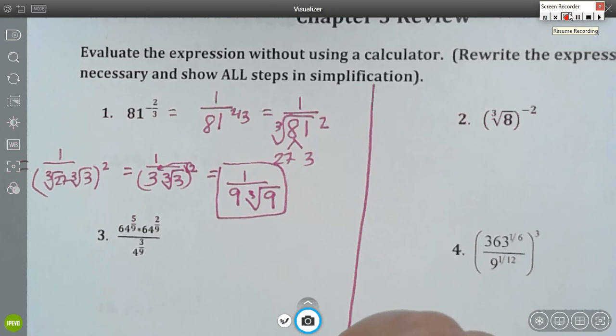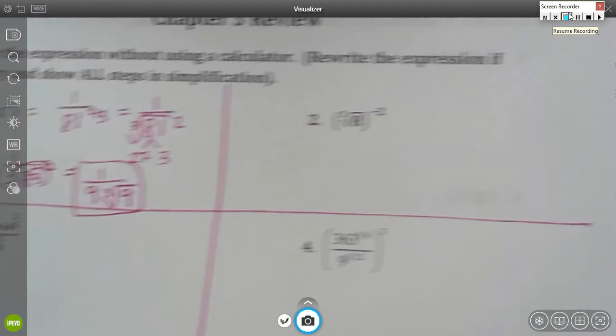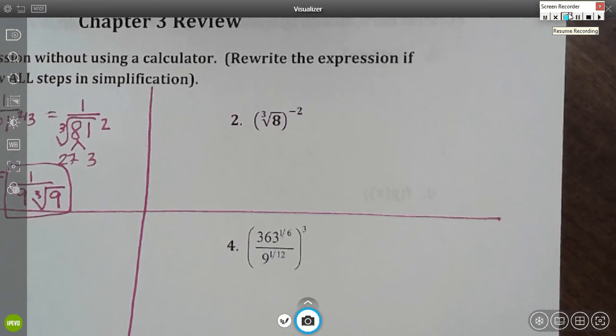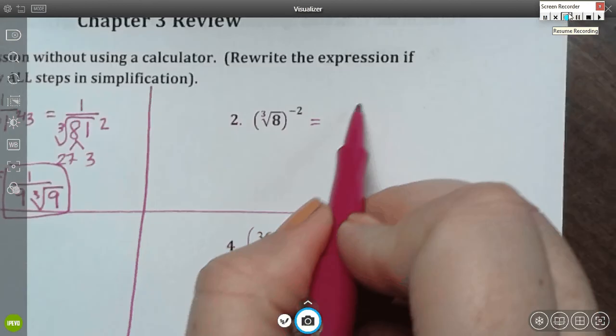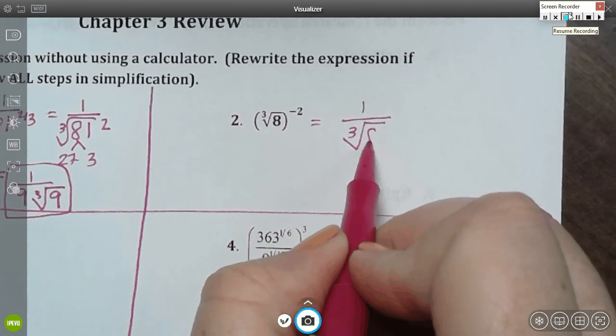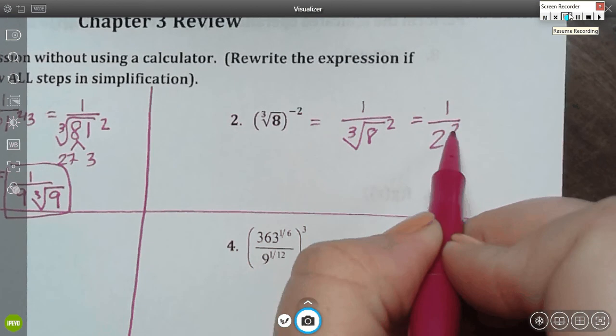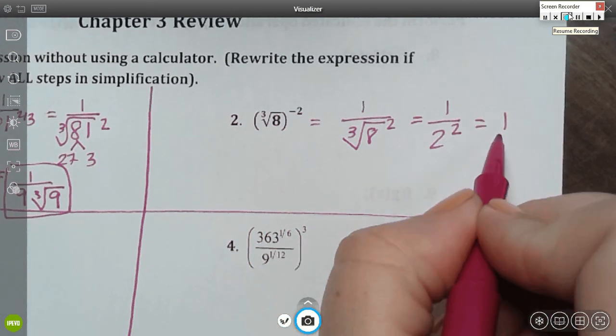Number 2, just keep this separated here. Number 2 asks for the cube root of 8 to the negative 2. Again, that negative exponent is going to cause us to flip. And the cube root of 8 is 2. And 2 to the second power is 4.